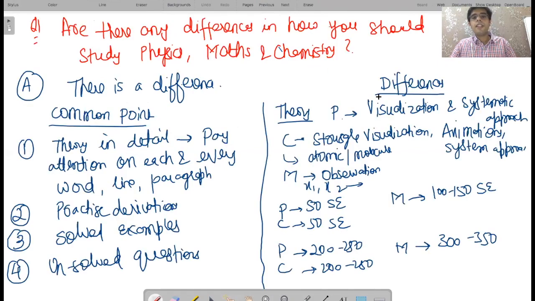So these are some of the differences. Physics you can see, chemistry it's hard to see, so you need animations, and maths is total observation and feel of graphs. The feel of numbers, the feel of functions, all these things are part of maths. So you need a very strong observation. Observation also helps you do well in physics and chemistry.